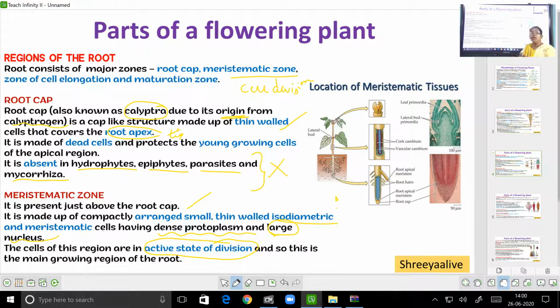So this is the main growing region of the root. It is in the meristematic region only. The cells will be dividing, okay, and it will be adding up. So hence it is the main growing region of the root.